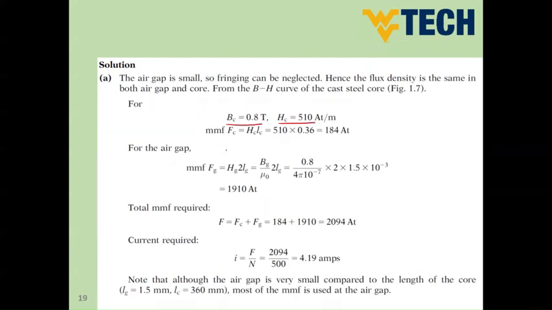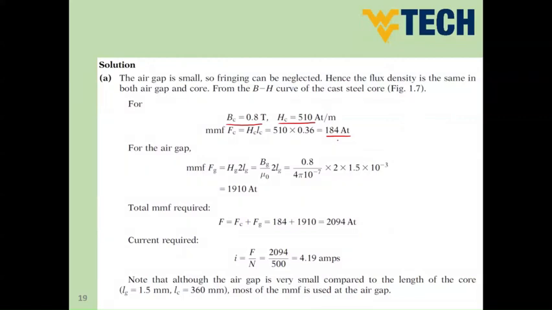Now, we can say the MMF part of the core equals H core times L core, which is 510 times 360 millimeters. So this is going to be 0.36 meters. So this is the amount of magnetomotive force that we have through the core only, but we still need to calculate the magnetomotive force through the air gap.